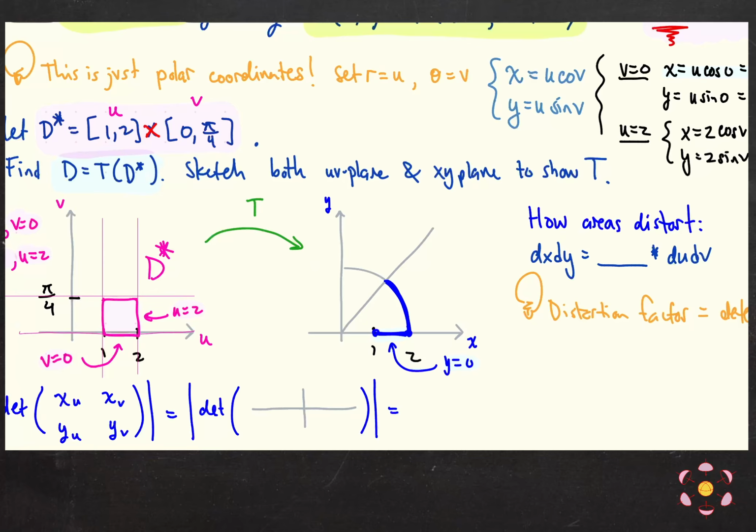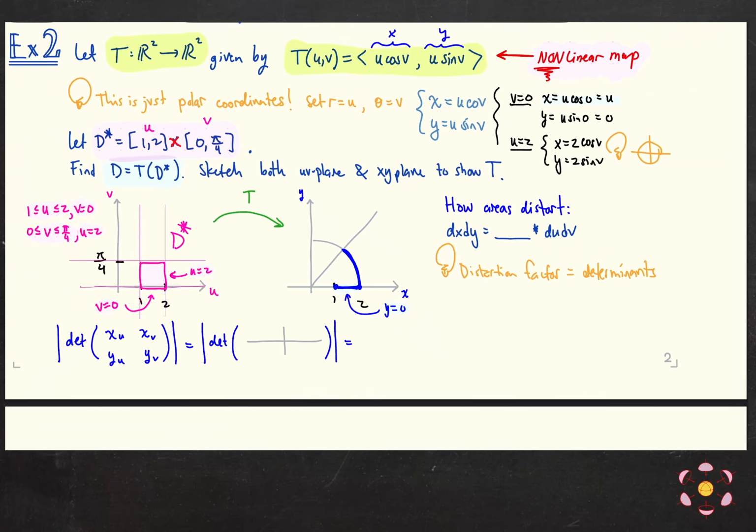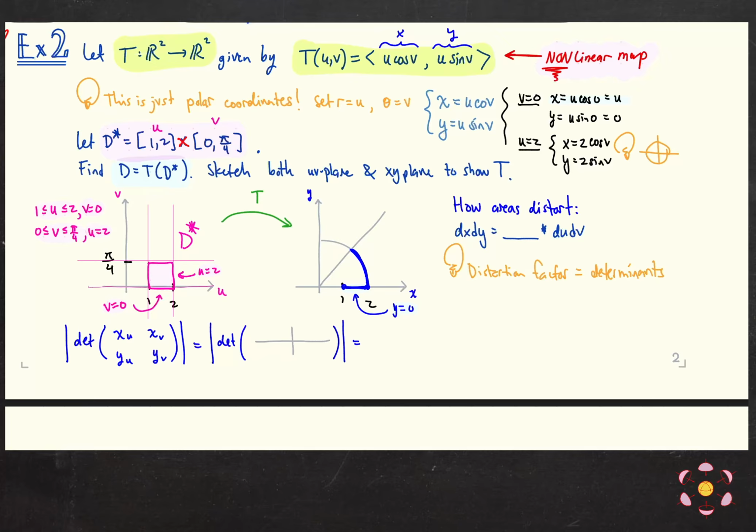And then you can convince yourself that we're going to get a couple other curves. So this curve up here would be v is constant, pi over 4. We are going to get the following. v is pi over 4.